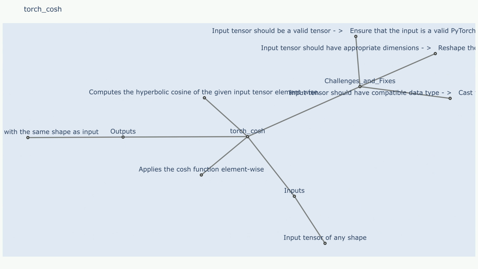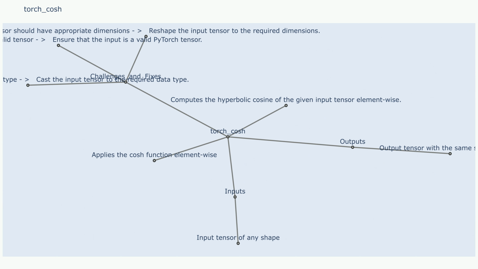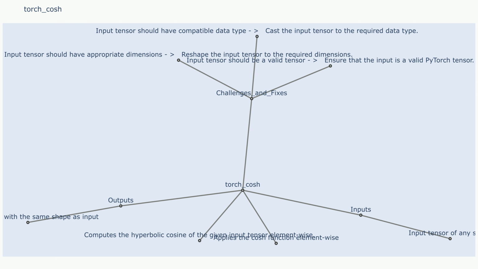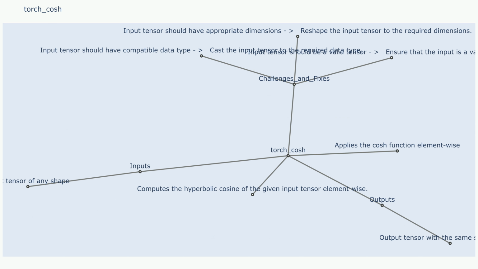Challenges and fixes. Challenge 1: NaN values. Sample use case that resulted in challenge 1: if the input tensor contains extremely large values, the calculation of exp(x) and exp(-x) might result in not-a-number values due to the limitations of floating point precision. Fixes to challenge 1: use a different numerical method for calculating the hyperbolic cosine, such as using the Taylor series approximation, which is more robust to large input values.